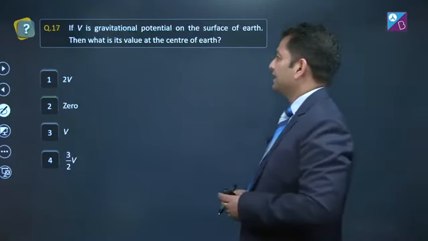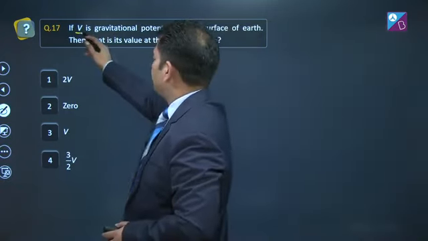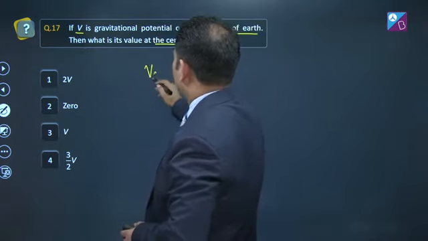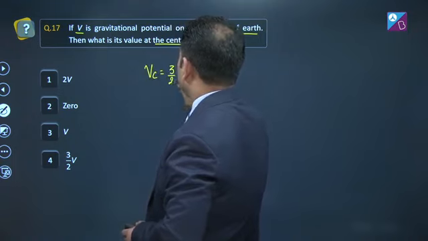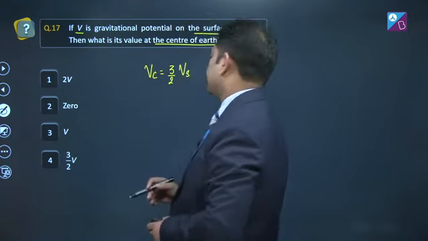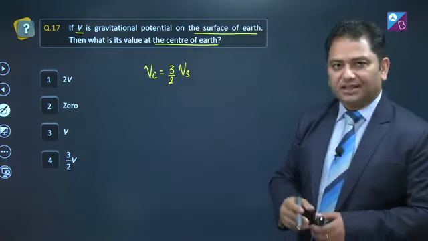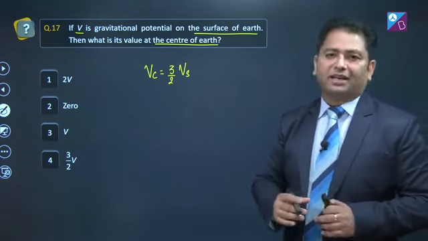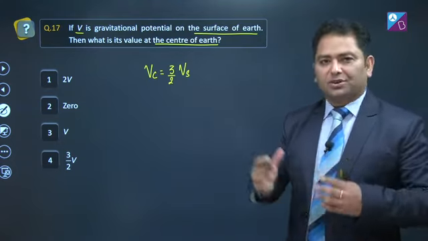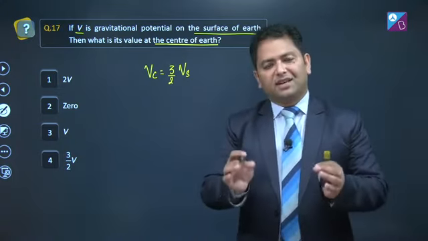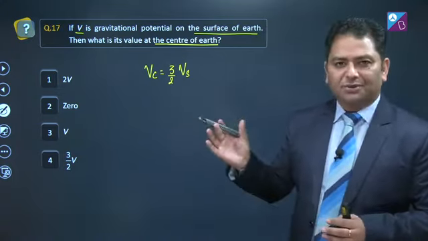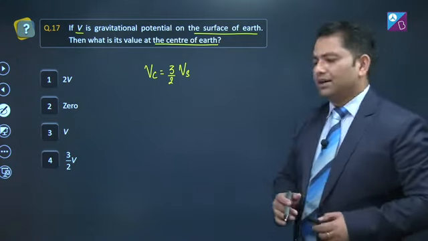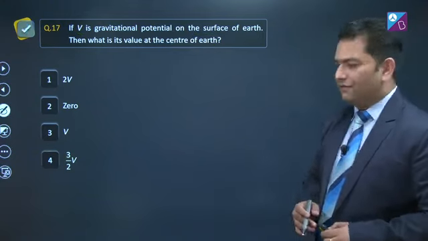Question number 17 says: if capital V is the potential on the surface, what is the potential at the center? All NEET aspirants, you should know this value. Potential at the center is 3/2 times potential at the surface. Otherwise, write the expression for potential, for the center put small r equal to 0, and then relate the two values. But when you have reached this stage, these sort of values are very, very important. So I strongly insist that you should know this value, that is option number 4.